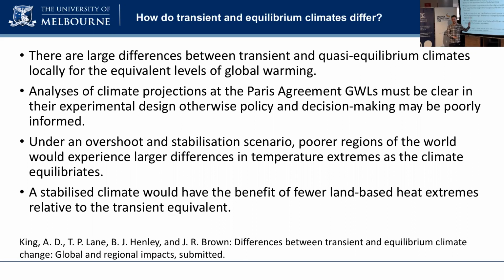Under an overshoot and then a stabilization scenario, you can get very big differences between what the local climate will look like, even if it's the same level of global warming. And those differences are actually bigger in poorer regions of the world. So it's even more important for those regions that we're communicating clearly the difference, the framing of our experimental designs, when we're making climate projections.